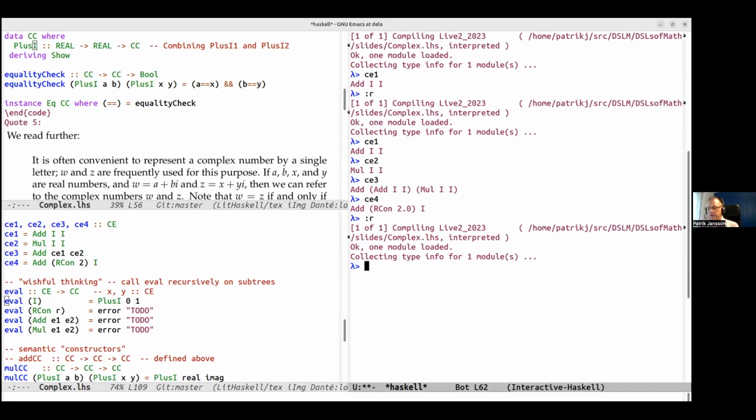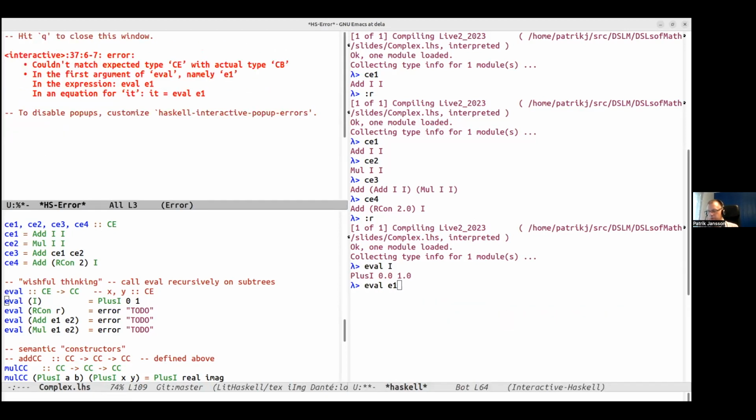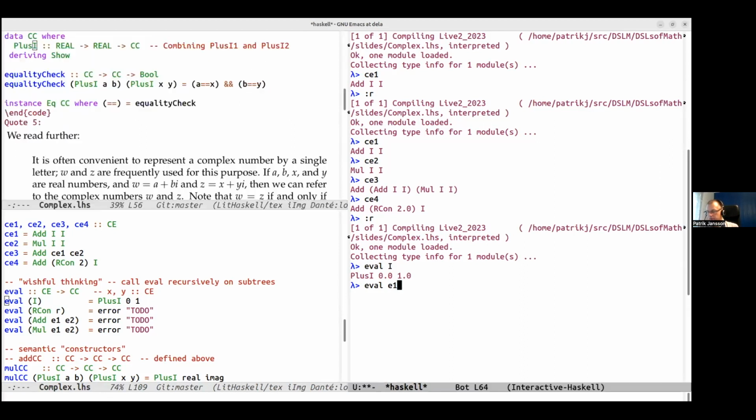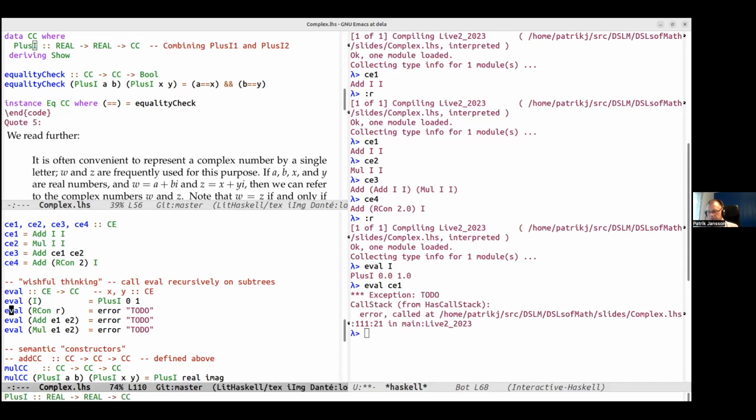Okay, so we have now implemented the first case of the evaluator. We can now write eval of I, and that's plus I 0 1. Well, not very fun. I mean, if you try to evaluate anything else, like our first example, not E1, CE1, it will say to do, because this is not implemented yet. Addition is not implemented. But let's try to do it.